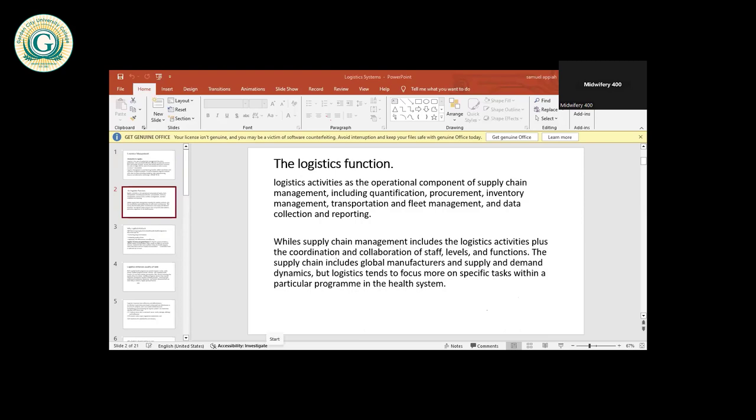So let us look at the logistics functions. The logistics functions include quantification, procurement, inventory management, transportation and fleet management, and data collection and reporting. When you look at the logistics function, it is an operational function of supply chain. And so it includes quantification. And what is quantification? It is you determining the quantity that needs to be supplied or the quantity that needs to be procured.